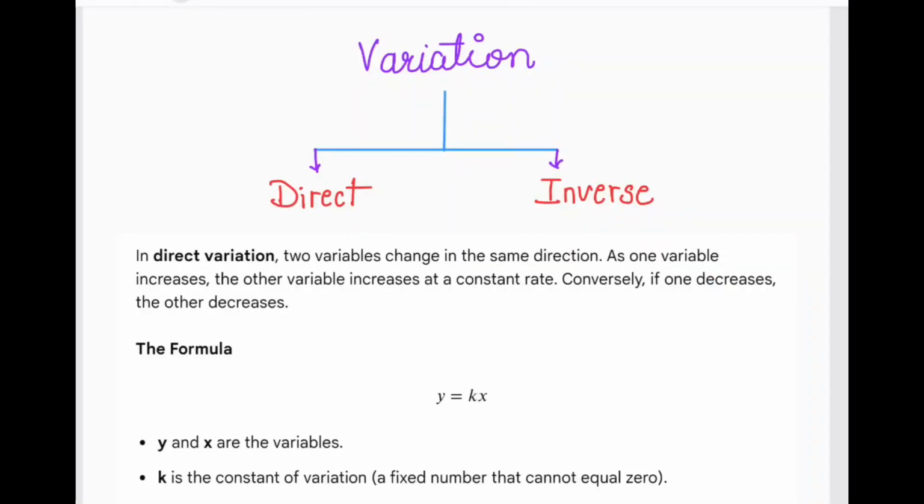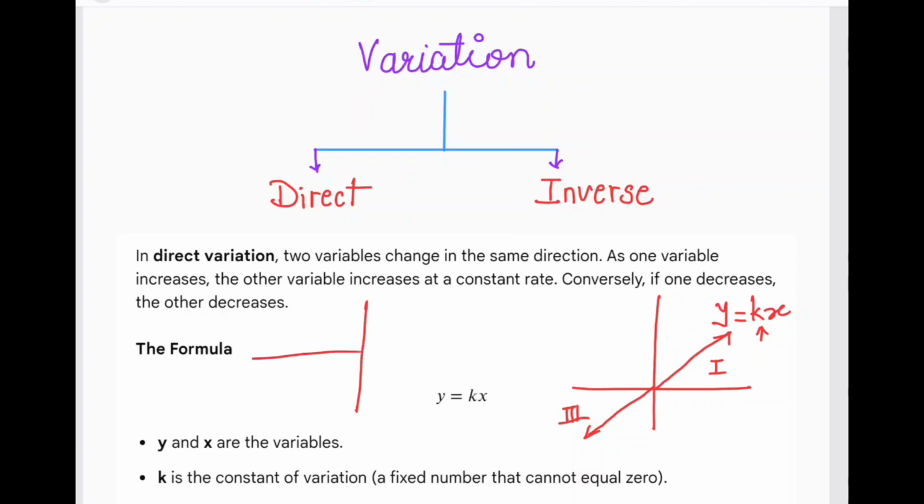Hello students, let us know what variation means, what direct variation is and what inverse variation is. Linear decay and linear growth. Y is equal to kx. So no constant term is there, so the line will pass through the origin and it is in the first and the third quadrant. So the value of k is positive.